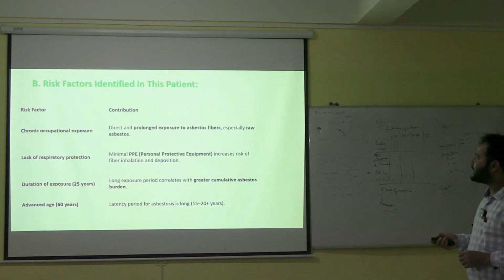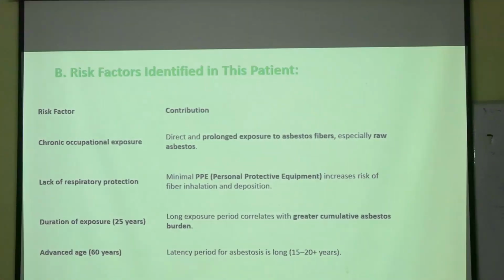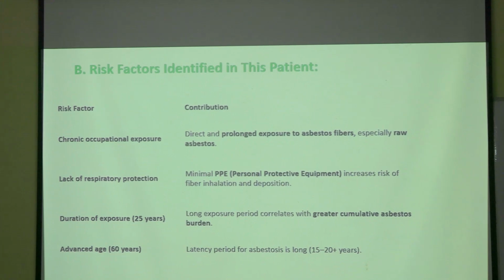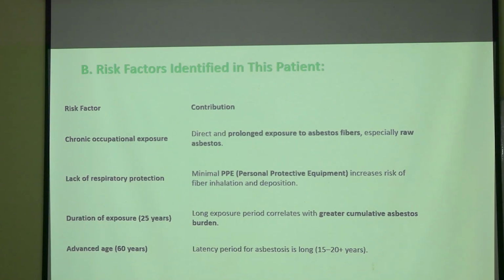Now, see what the most important risk factors are, as already mentioned: chronic occupational exposures, lack of respiratory protection, the duration of exposure, and advanced age. If you see the risk factors and their contributions, obviously chronic occupational exposures, direct and prolonged exposure to asbestos fibers, and especially raw asbestos. Now, here's the most important thing: the size of the particulate matter, right?